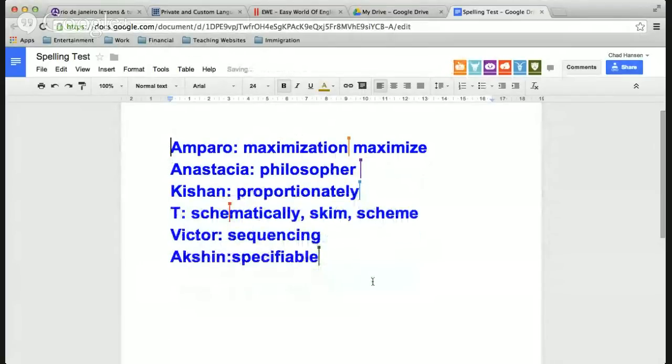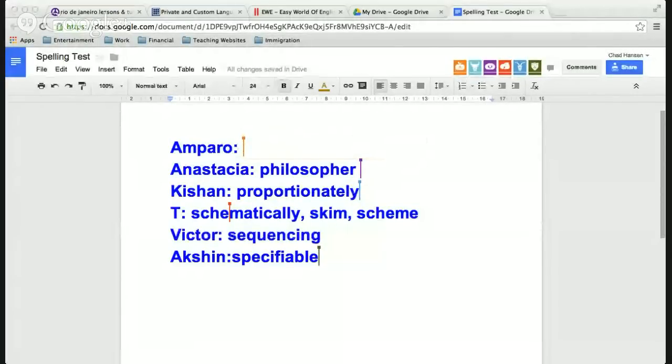Okay, let's see here. All right, Amparo, your word. Okay, so we did specifiable. Okay, Amparo, your word is sufficiency. Sufficiency. Good, good. Yeah, that's it. Nice job. Okay, let's go to Anastasia.